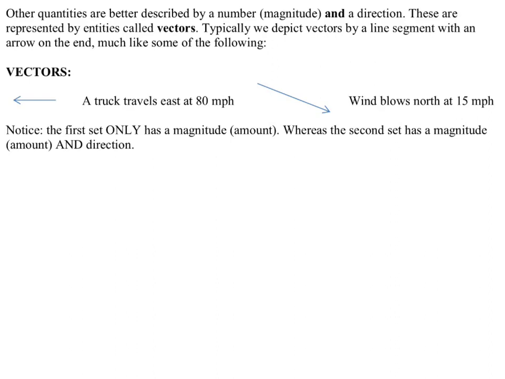And we typically show them with an arrow. So these here would be vectors. How long it is would be the magnitude, and then the direction is the direction it's going. But you can also describe it in words. A truck travels east at 80 miles per hour. The 80 is the magnitude of it, and the direction is east.